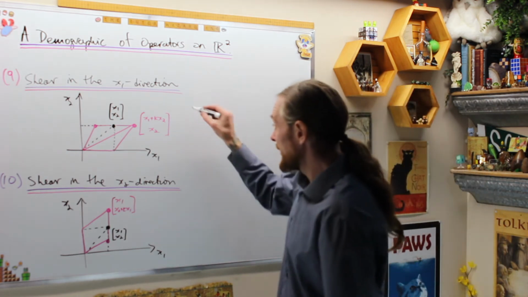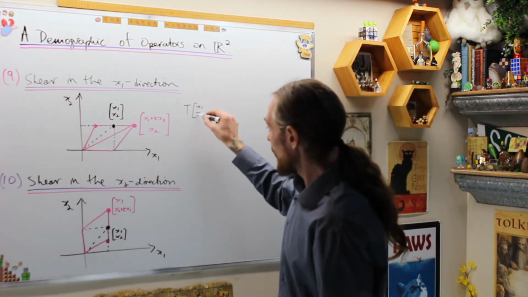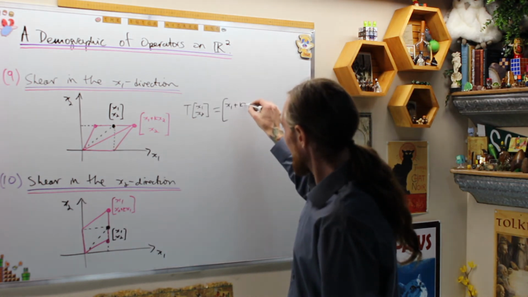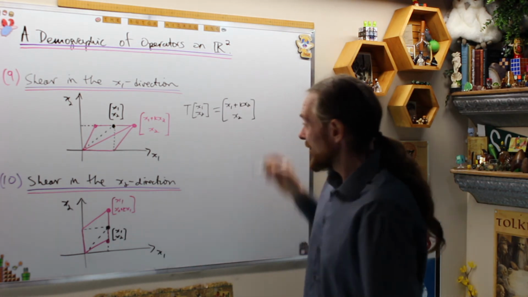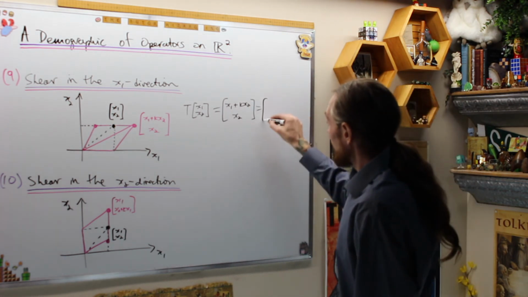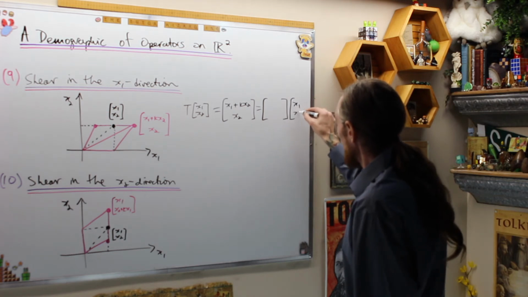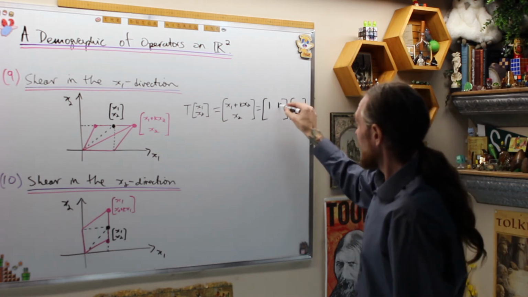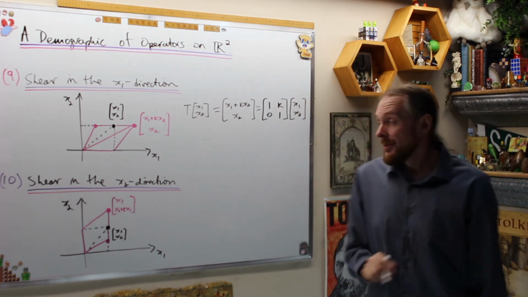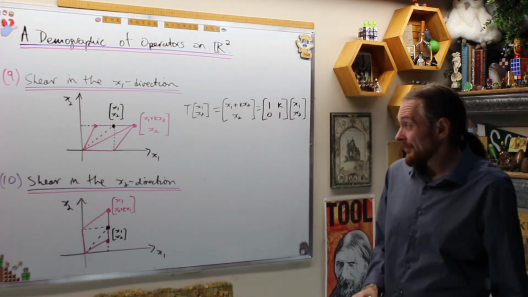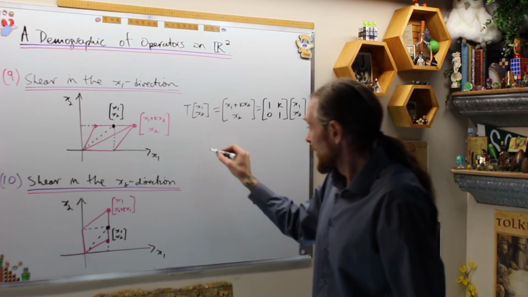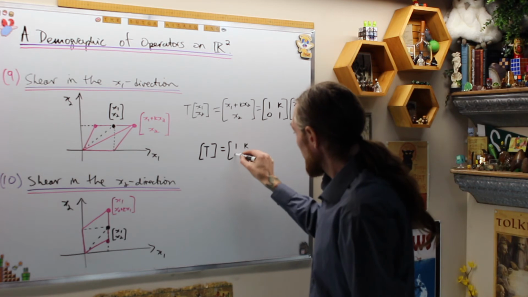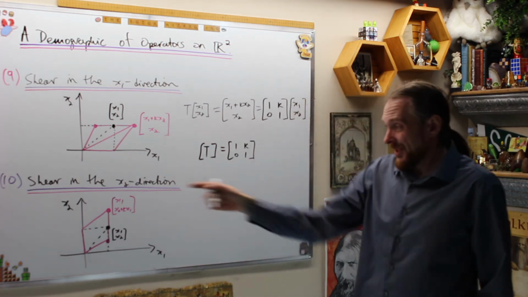So in this case, T of x1, x2 is going to be x1 plus k x2, and the x2 direction didn't move. Again, this is a 2 by 2 matrix times x1, x2, moving points in the plane around. What do I get? In this case, I need 1, k, 0, 1. So this is shear in the plane in the x1 direction, and the standard matrix of this linear operator is 1, k, 0, 1. Same thing for the x2 direction.